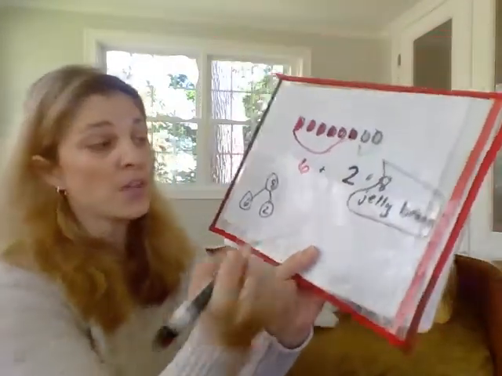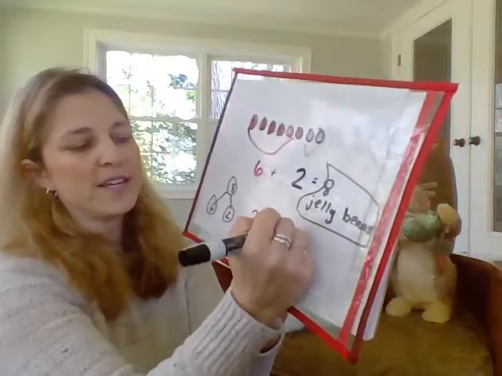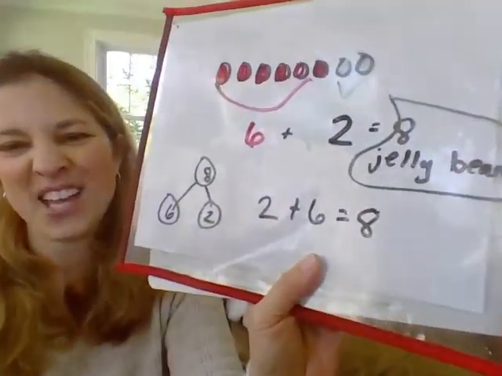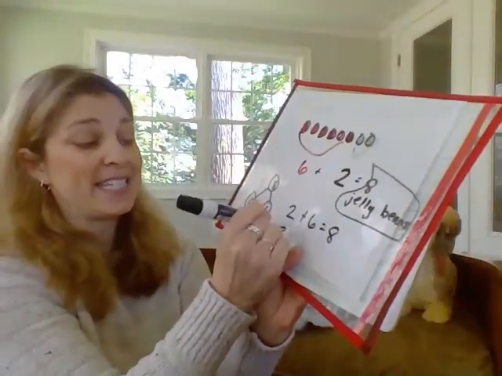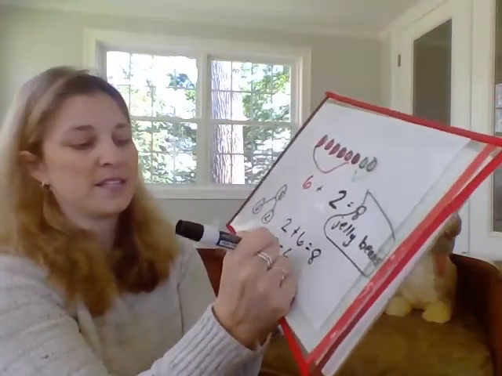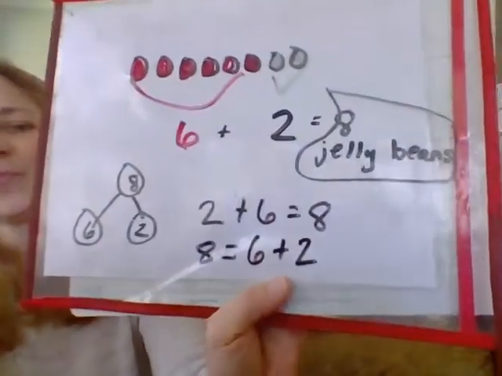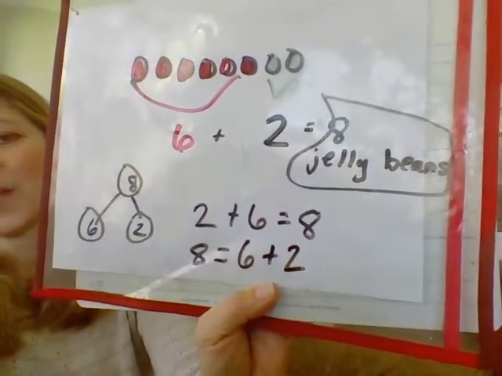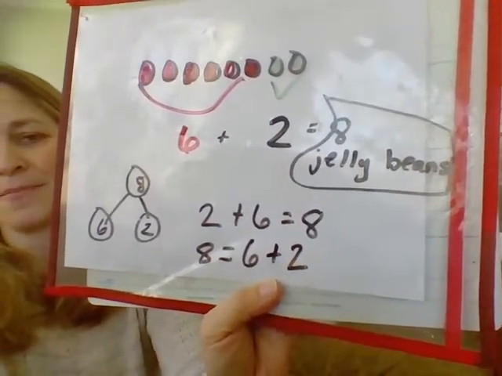I can flip it if I want to. 2 plus 6 equals 8. I can also do it this way. 8 equals 6 plus 2. Okay, that's another way to solve the problem.